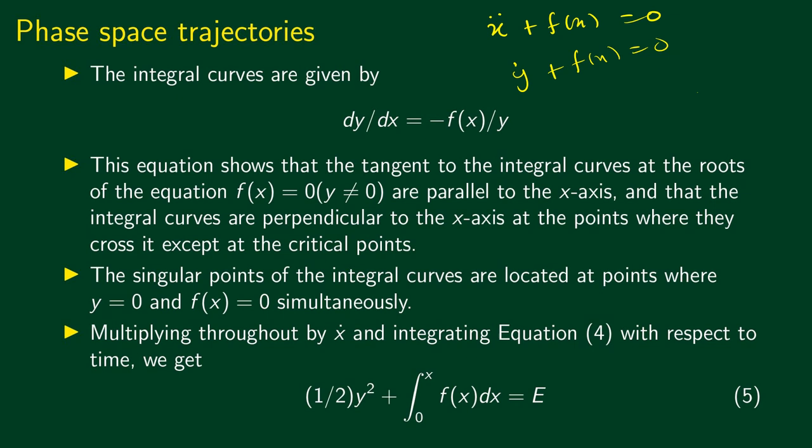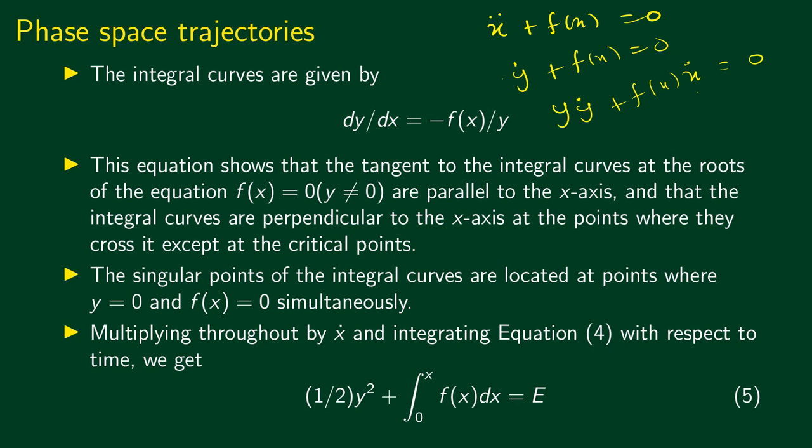Now what we do is multiply throughout by x dot, you multiply throughout by x dot, okay. When we multiply both sides by x dot, you will have an x dot here. And x dot we can write as y, so this becomes y y dot plus f of x x dot is equal to 0. All right, now you can integrate this, okay. This is y y dot plus f of x x dot is equal to 0. We can integrate this, okay. Before integrating, we can make a further simplification.